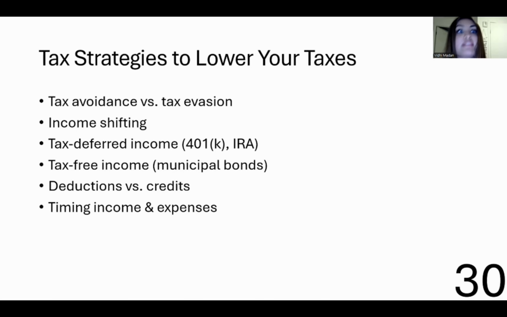One common strategy is income shifting, where income or assets are moved to someone in a lower tax bracket when permitted. Another major strategy is tax deferred income, which involves retirement accounts such as 401ks and IRAs, which lower taxable income today and delay taxes until the money is withdrawn. And with tax-free income, some income can be tax-free, such as interest from municipal bonds, which is not subject to any type of federal tax. Finally, taxpayers can minimize taxes through deductions and credits, as well as timing income and expenses by accelerating deductions or delaying income to reduce the total taxes owed.